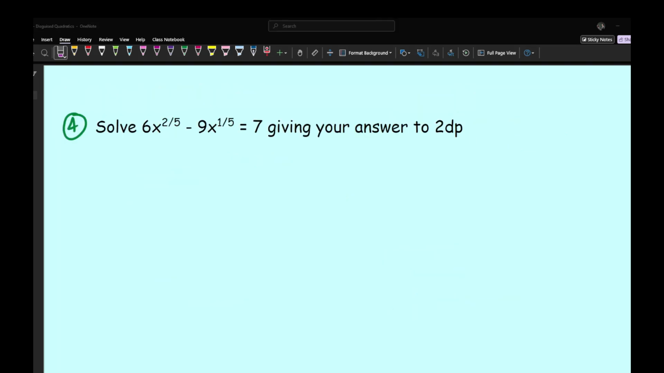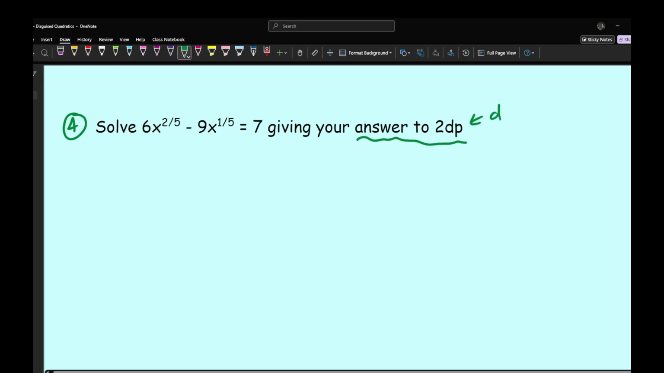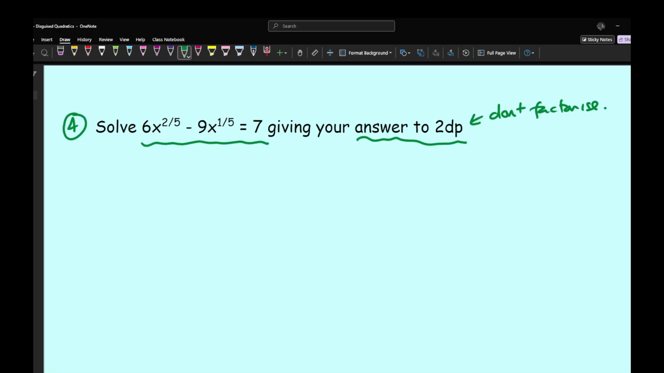So moving on to question 4, it says solve 6x to the power of 2/5 minus 9x to the power of 1/5 equals 7, giving our answer to 2 decimal places. Now the fact that it says to 2 decimal places again means that we do not attempt to factorize. So don't factorize when you end up with the quadratic. It's going to be a case of our answers being decimal numbers. Now the first thing to note with our equation is that it's not equal to 0. So first things first, let's make that equal to 0.